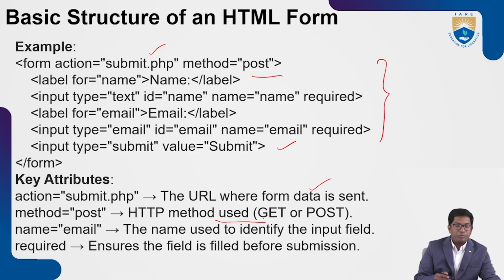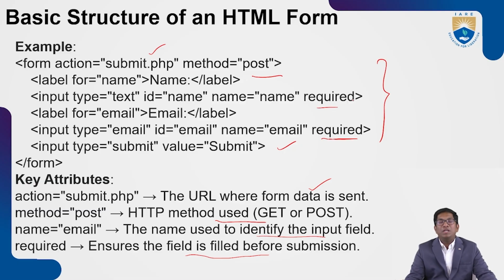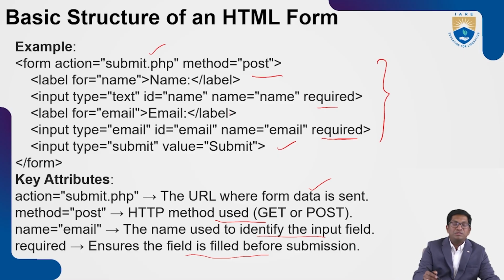We already saw the advantage of the post method. And name is email, the name used to identify the input field. Required ensures the field is filled before submission. So if you give required, it is mandatory to enter the input for that control. So the simple input fields we use here are a text input field and an email input field. Input type is equal to email, input type is equal to text. So that is a simple example or structure for using forms.